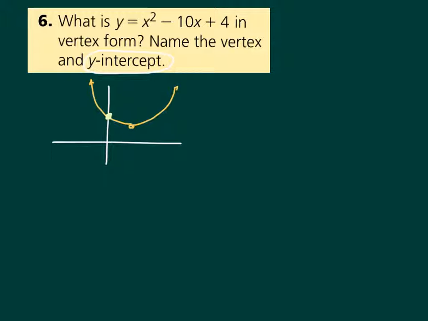What do we know algebraically if we're on the y-axis? Do we know what the y value is? No, because they're asking for it. So we don't already know it. But what do we know about the value of x if we're on the y-axis? X should be equal to 0 for the y-intercept.